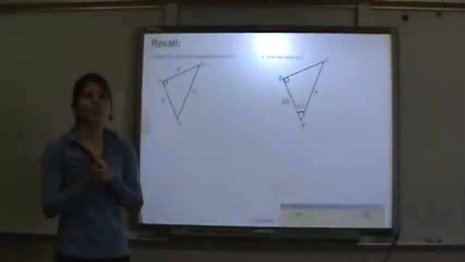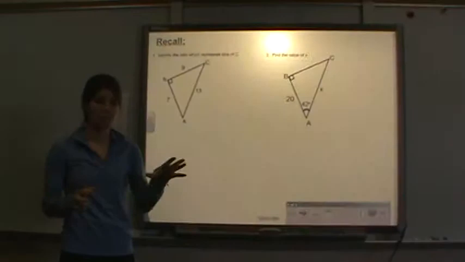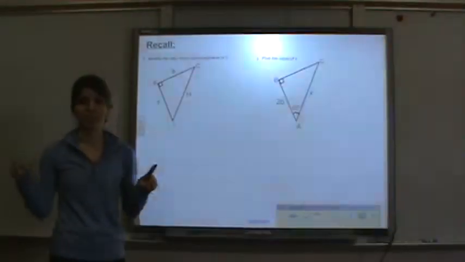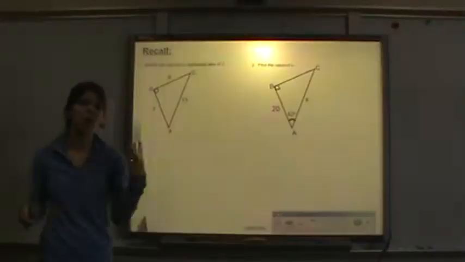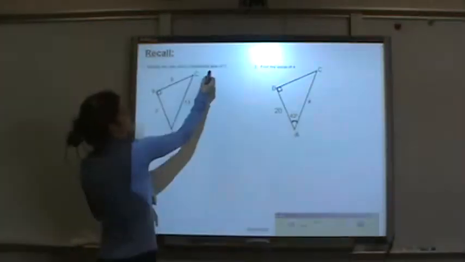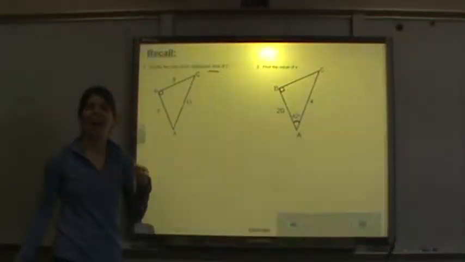Okay, today in class we're going to recap what we've learned about trigonometry so far, and then we're going to use that to apply it to word problems in real life scenarios. So let's go through a couple problems to recall our trig skills. Okay, identify the ratio which represents sine of C.